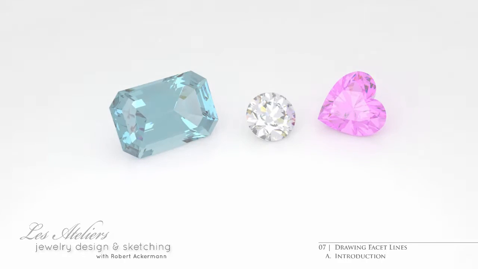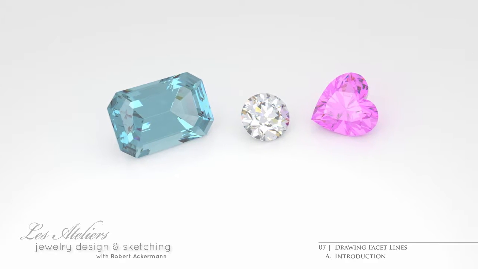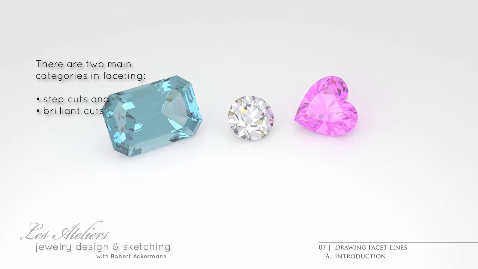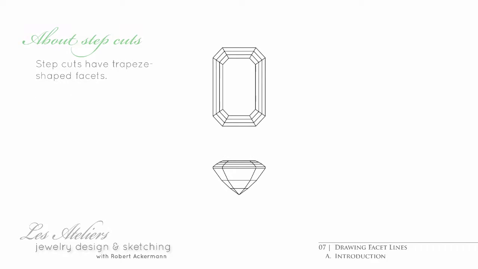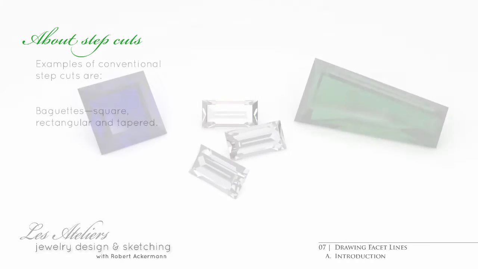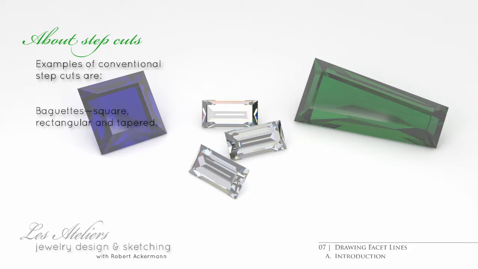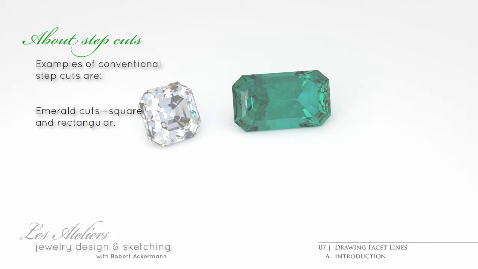Before we roll up our sleeves and get into drawing facet lines on faceted stones, we should distinguish between what is essentially two kinds of faceting. One kind is called step cuts. Step cuts have trapeze-shaped facets. Because of this, the facet edges, the lines we're going to draw, run parallel to the girdle, creating what looks from the top like a flight of stairs, hence the name step cut. Faceted stones that qualify as step cuts are rectangular, square, or tapered baguettes, and square or rectangular emerald cuts.